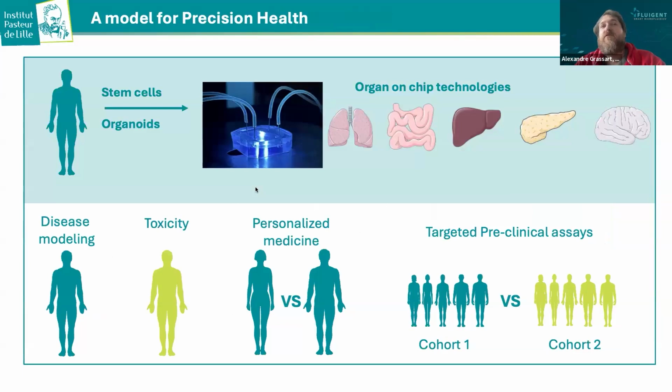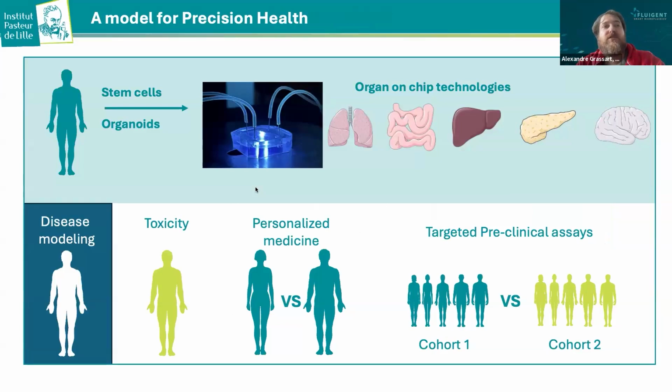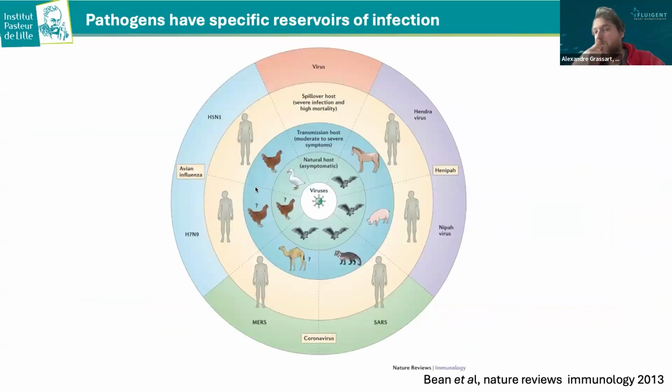You have, of course, the possibility to cross with other technologies, stem cells, organoids, and you have many applications. Today I will just focus on one particular application, which is disease modeling. More precisely, I'll mostly talk about our application to better understand the infection process. Some pathogens actually have a very specific reservoir. They can be very restricted to some species.